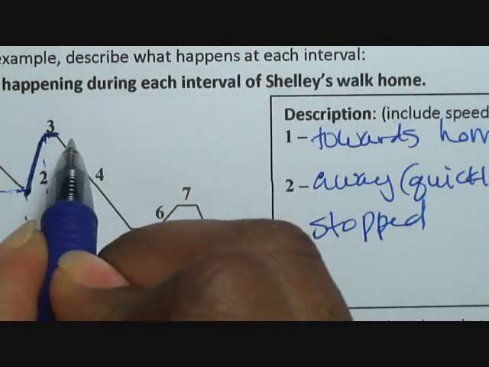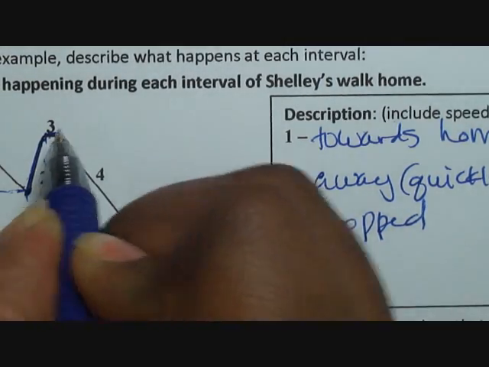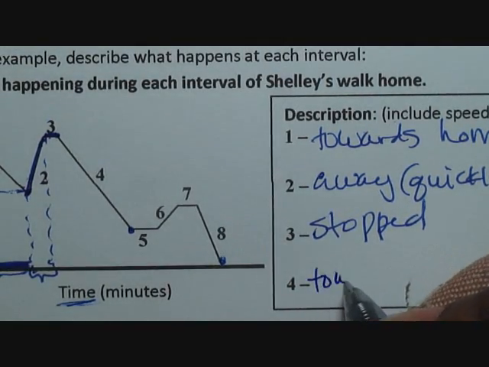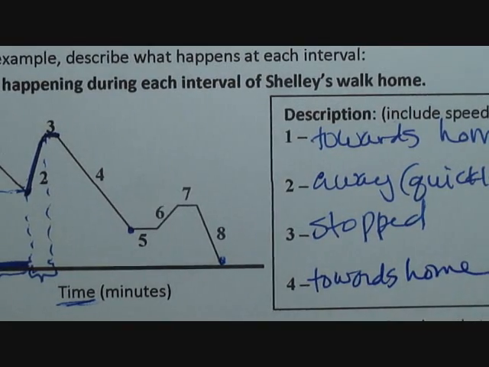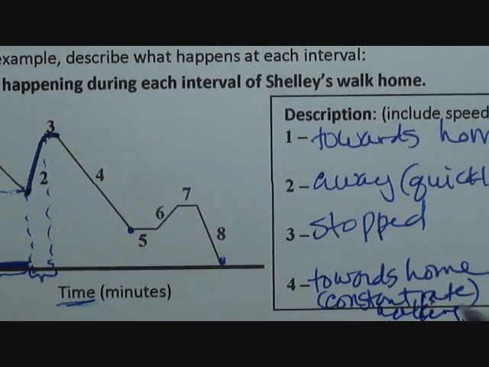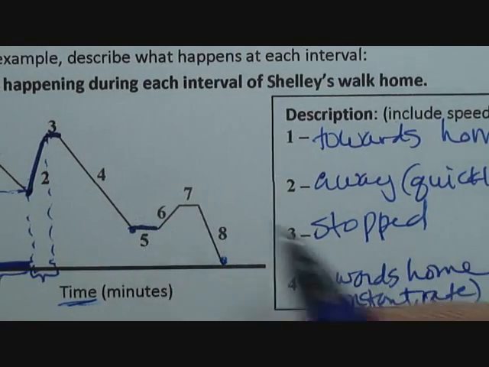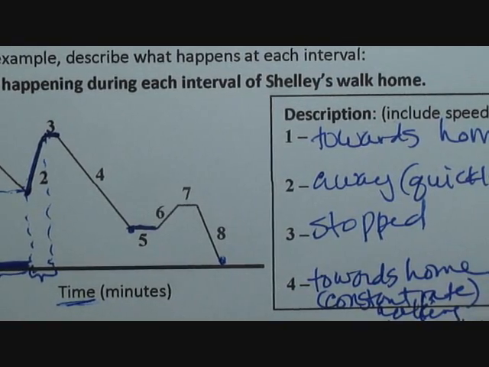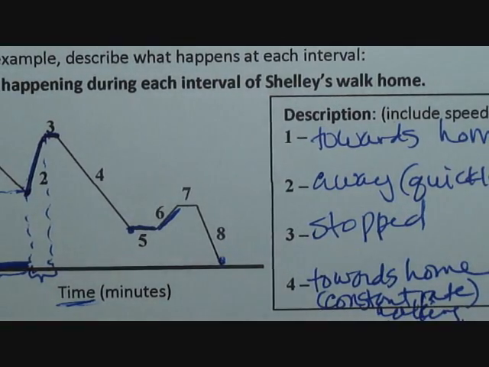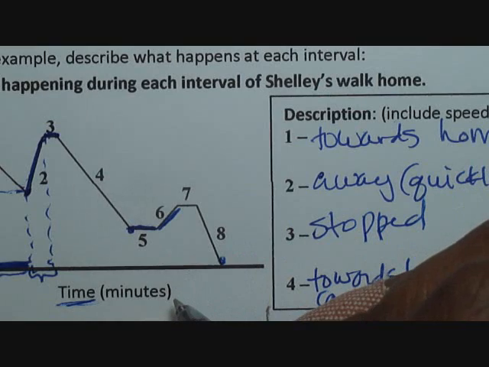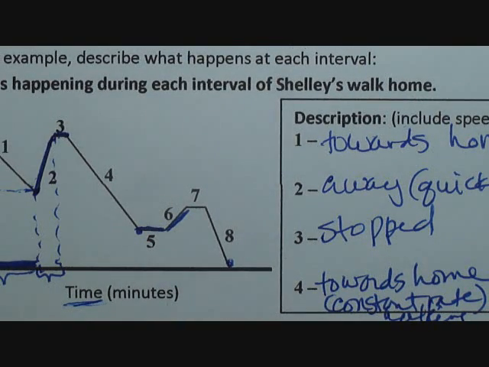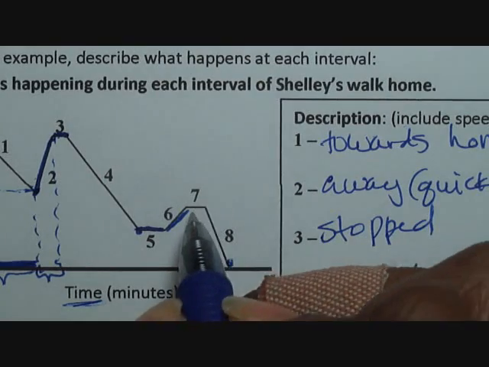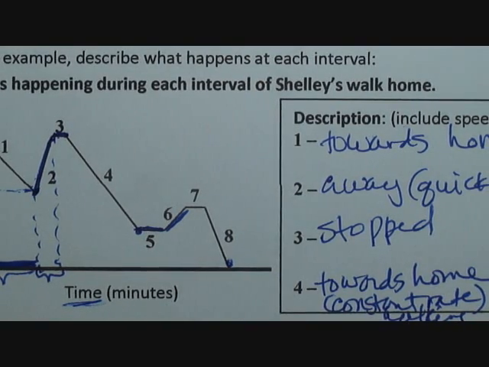Okay, at the interval 4, which is from here to here, we can assume that she is going towards home again. And I'm going to say this is a constant rate, maybe walking, not fast at all. And then in interval 5, from here to here, she stopped again. Interval 6, she's traveling away from home. I really can't say how fast or slow she's doing that. It's hard to tell. 7, she stopped again. And 8, she finally went home.